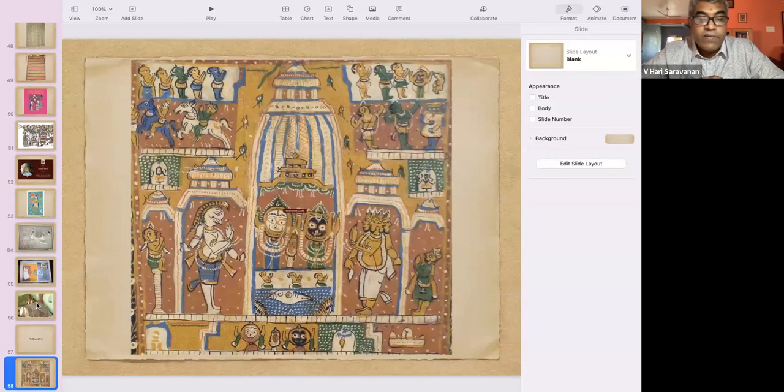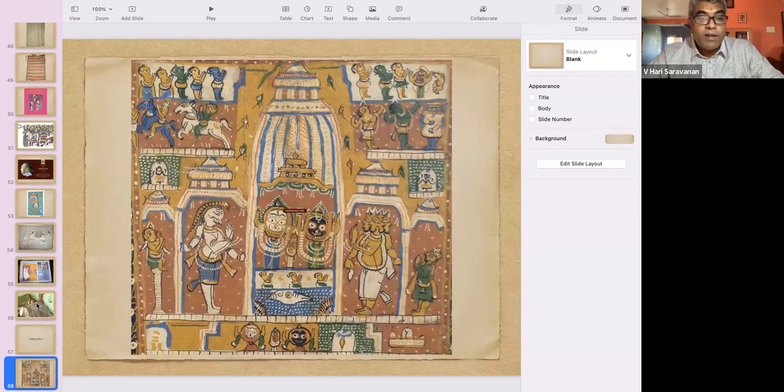The legend goes that he catches cold, so he's given rest. So at that time, for 15 days, the temple is closed for devotees. And during that period, these Patachitra paintings were displayed in the temple premises. As these become the temporary shrines, they were known as the Ansar Patti.